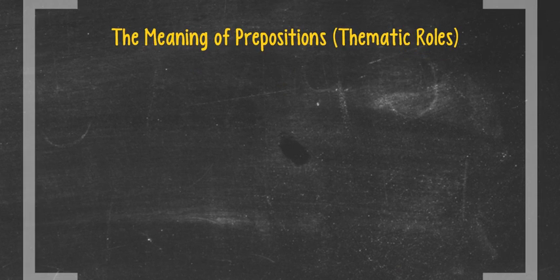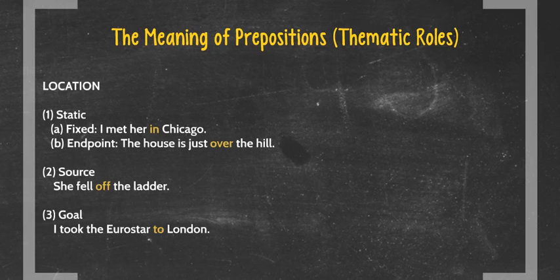Okay, and what about the meanings of prepositions? Well, there's basically three thematic roles that prepositions play in a sentence. One refers to location. And there's three ways that you can look at location: a static location, the source of the location, or the goal, where somebody wants to get to. And in static, there's two situations. There's a fixed, meaning it's never going to move, or there's an endpoint. For example, I met her in Chicago. Chicago's a fixed place. It's not going to move, so that's a static location.